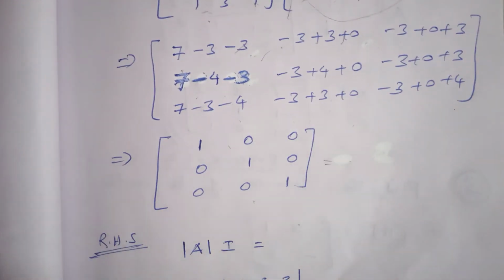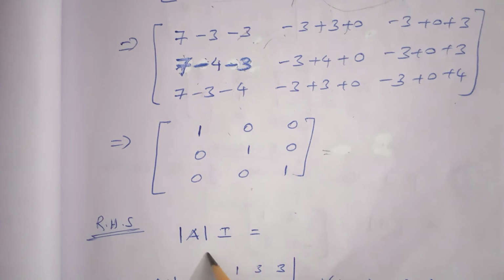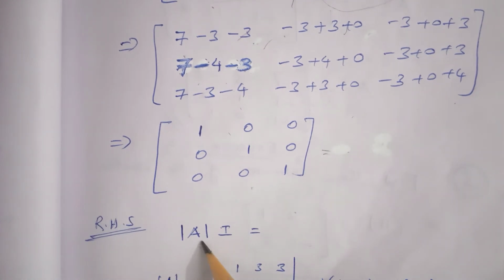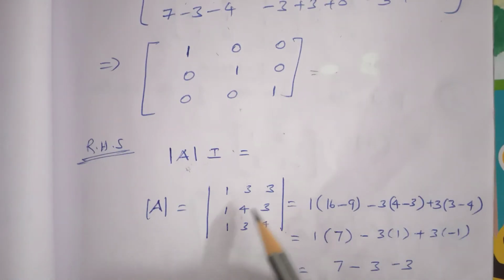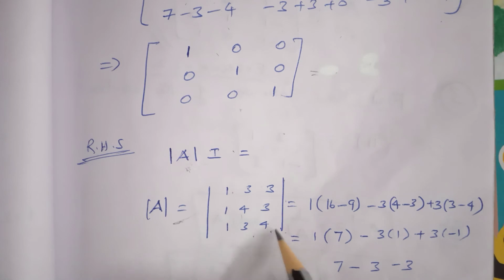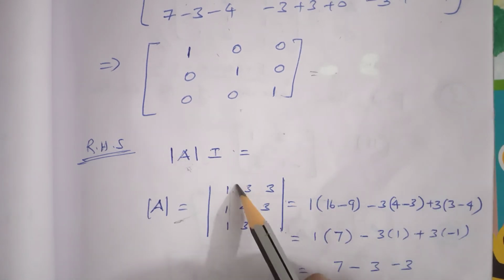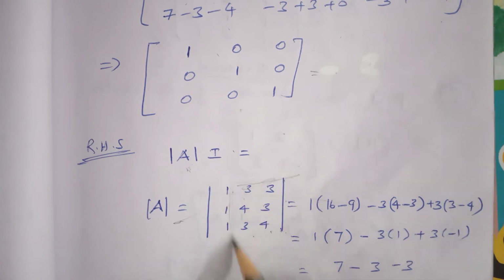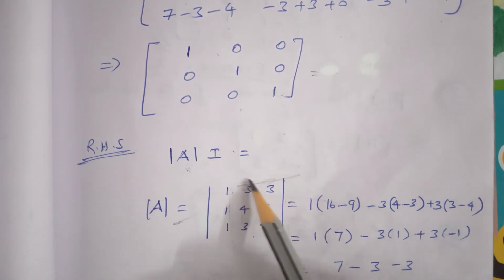The same result can be obtained on the right hand side of this given property. So the determinant of the RHS result is the determinant of A into I. First we have to compute the determinant of the given matrix 1 3 3, 1 4 3, 1 3 4. The determinant of the matrix can be taken as: we take 1, leave the corresponding row and column, 4 into 4 is 16, minus 9, minus 3.